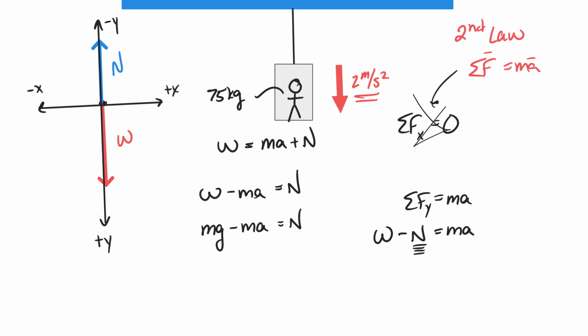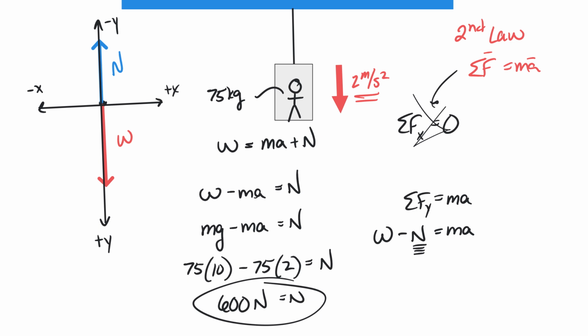Perfect. And now I have stuff, right? I can plug stuff in for m and g and a. So 75 times 10 minus 75 times 2 equals the normal force. That looks like 750 minus 150, which I think is 600 newtons. The floor delivers 600 newtons. My body weighs 750 newtons. So I feel a little lighter when the elevator starts to accelerate downwards. You guys have all been in an elevator. You know that when it just starts to go downwards, you feel a little lighter for a second. Well, that's what's happening.